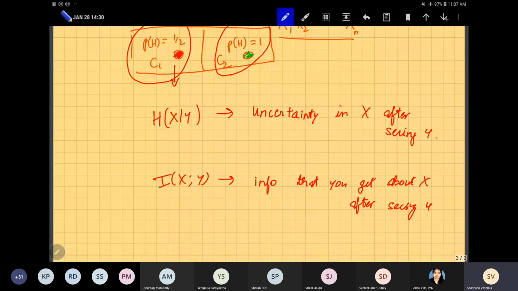Correct? So let's take an example. Suppose that y is equal to x. Okay. So in this case, what is the conditional entropy? So what is the conditional entropy equal to?